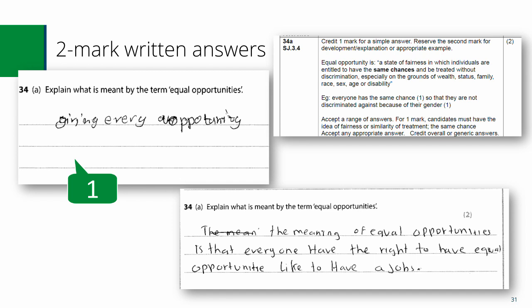The second response, that's worth 2 marks. The idea is that everyone has the same rights to be equal. For example, to have a job. That's all the student needed to do, is to exemplify, to give us a little bit more detail on exactly what they mean. So it's a great strategy for your students to use in the future where there's 2 marks available. Tell them to always try and give an example or a possible detail, and they might pick up that 2nd mark.